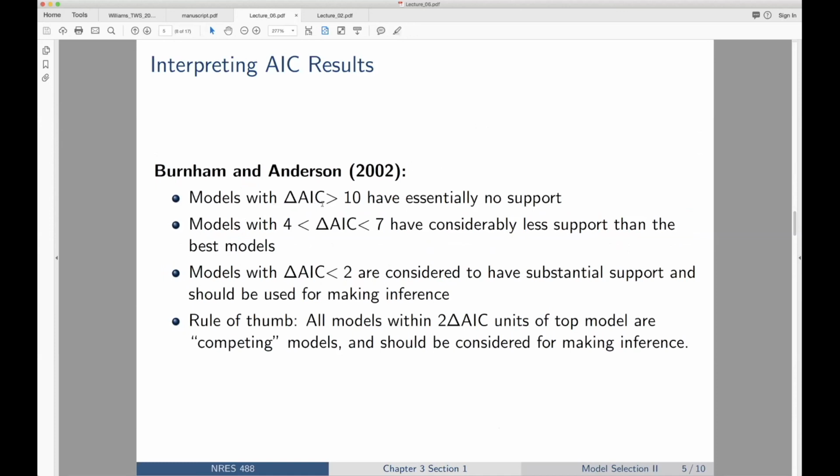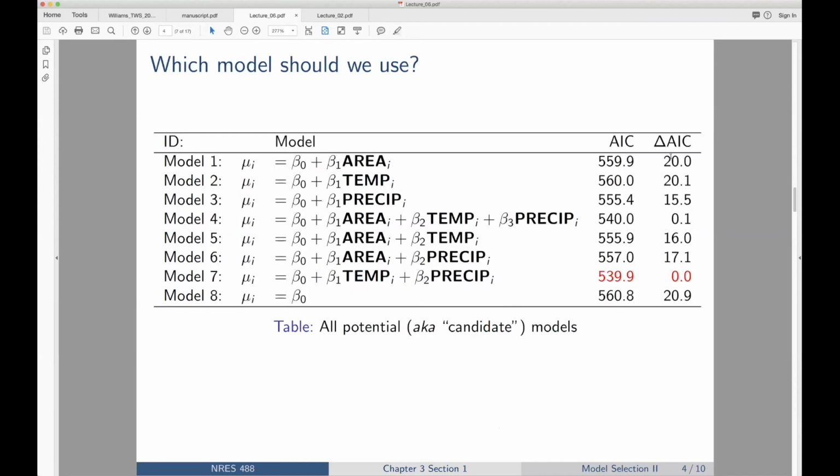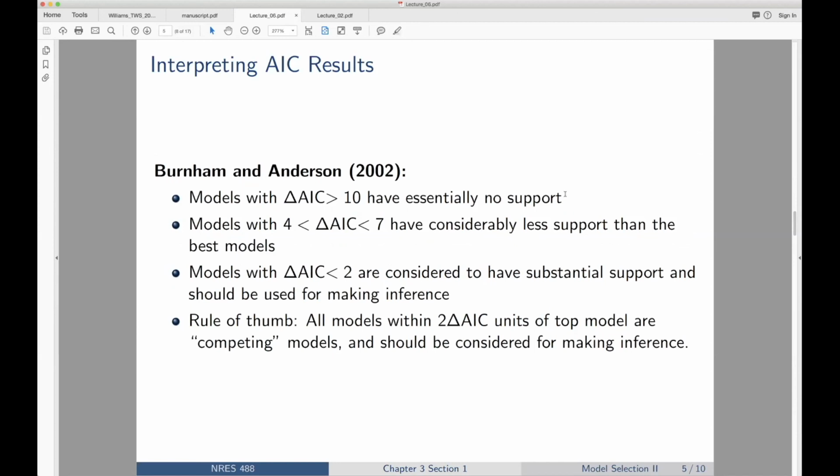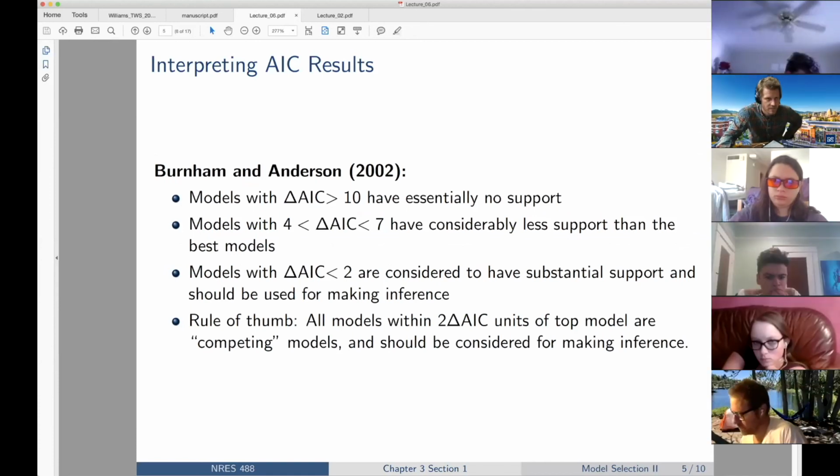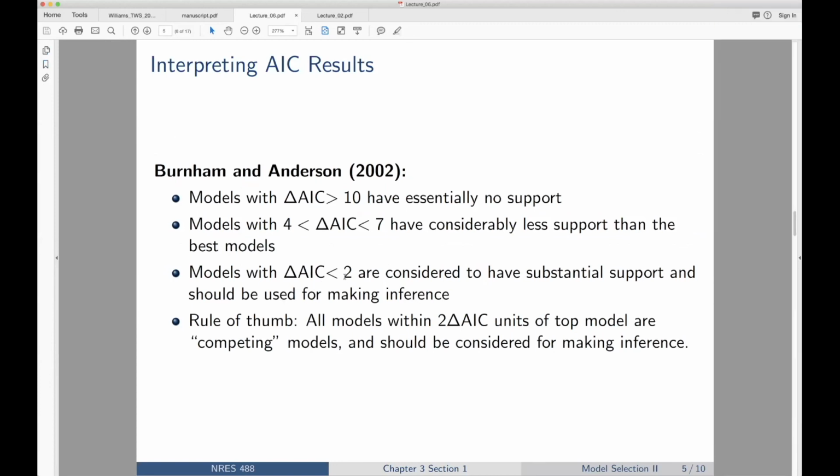Models with a delta AIC greater than 10, so if you go back and look here, like this model, this model, this model, this one, and this one, those models have virtually no support from our data. Models with a delta AIC greater than 4 but less than 7 have considerably less support than our best models. And models with delta AIC less than 2 are considered to have substantial support and should be used for making inference. So if we have two models that are close together with delta AIC less than 2, we should consider those in our choices when we're making inference.